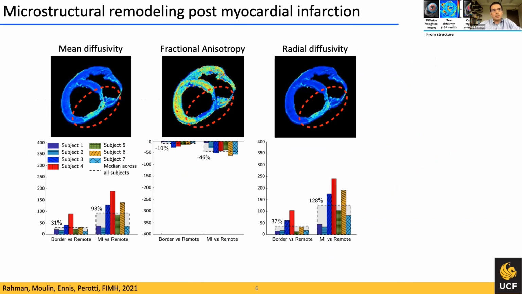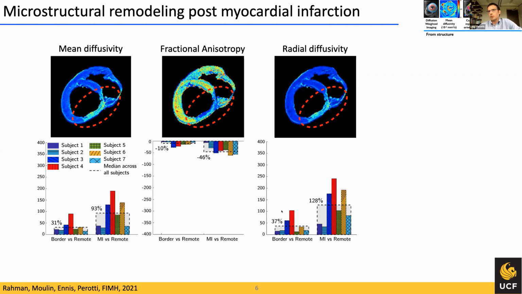We can see here, for example, that the mean diffusivity is increasing in the part where the infarct has happened, and the fractional anisotropy has decreased, and the radial diffusivity has again increased. And then we quantify this increase between the border and the remote myocardium, which in lay terms is more healthy, and then again the infarct versus remote. We can see a significant increase in mean diffusivity, for example, and an even higher increase in radial diffusivity, which again we think is a better biomarker.